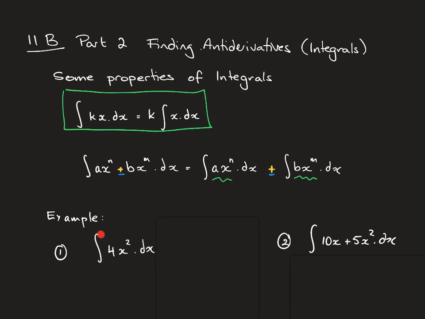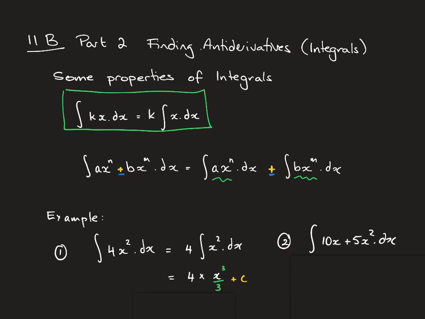So example number 1, we're going to integrate 4x squared. This 4 is a constant, it's multiplying the whole of our function, and so what I can actually do is have that as being 4 times the integral of x squared dx, and then I perform my integration pattern on just my x squared and multiply the answer that I get for that by 4.